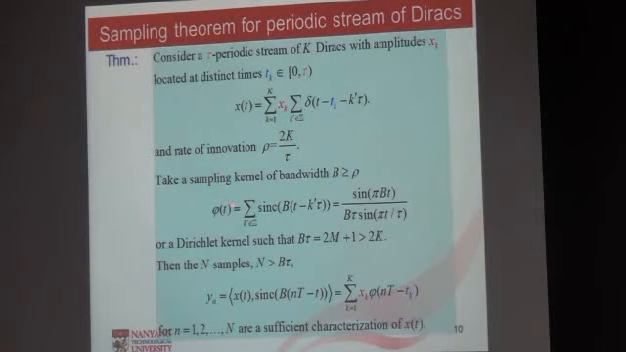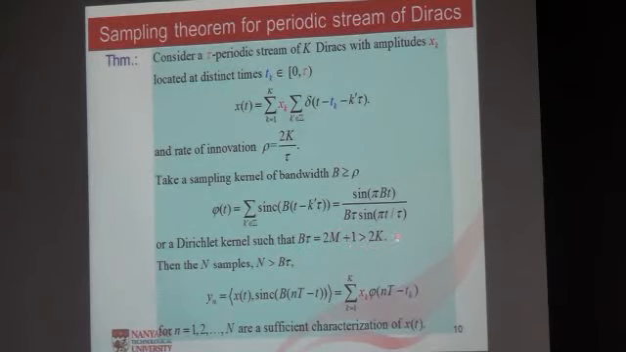Now, if you take a sampling kernel of bandwidth b, which is greater than the rate of innovation, okay, so here there's no Nyquist. I just want to remind you, there's no Nyquist. We're not talking about band-limited signals. We're talking about signals that are not band-limited. Okay, so the bandwidth of the sampling kernel has to be greater than the rate of innovation. And so we're going to choose this Dirac kernel, which is a sinc, such that the bandwidth is going to be greater than 2k.